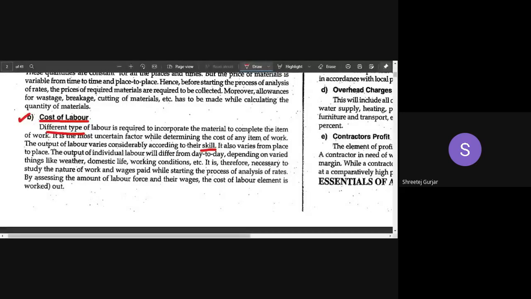right? Mason. Then you have bishti. You have mazdoor at beldars. All the different kind of material laborers. You have carpenters. You have plumbers. Right? So all those are laborers that you require for your construction work.